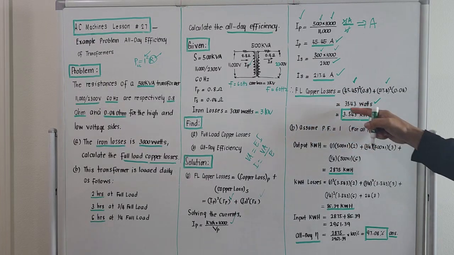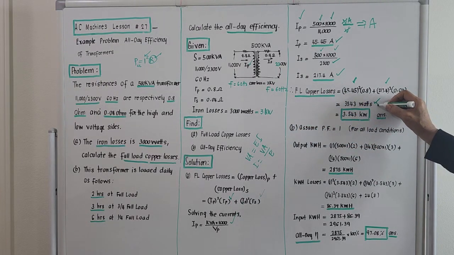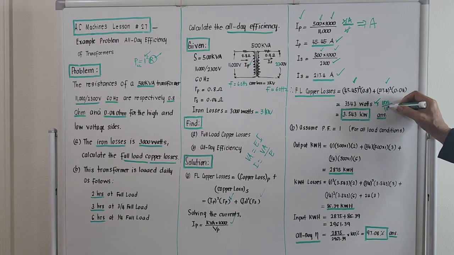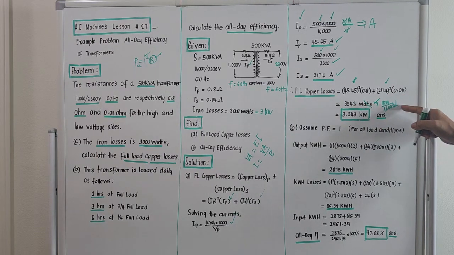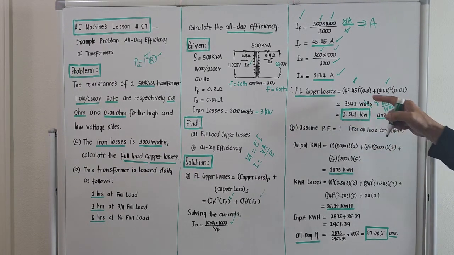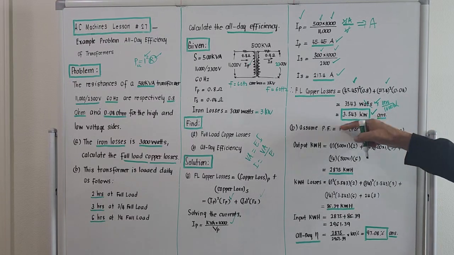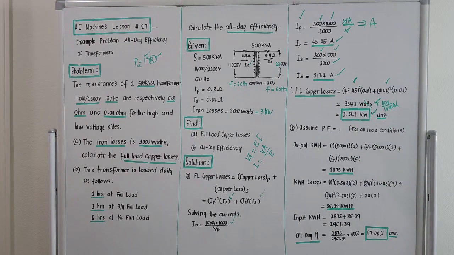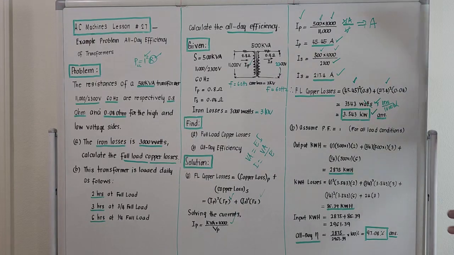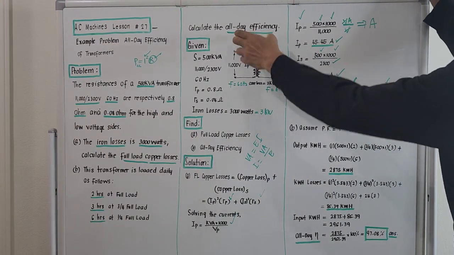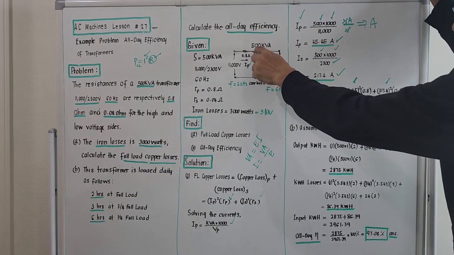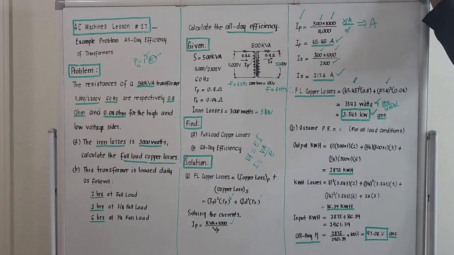Converting this to kilowatts, we divide this by 1000, or you could place it as 1 kilowatt per 1000 watts. So watts cancel. What remains for the unit will be kilowatts, but we must divide this by 1000. So this is 3.543 kilowatts. That's the answer for number 1, the full load copper losses. Full load is 500 kVA. So the currents are based on the full load value of 500 kVA.